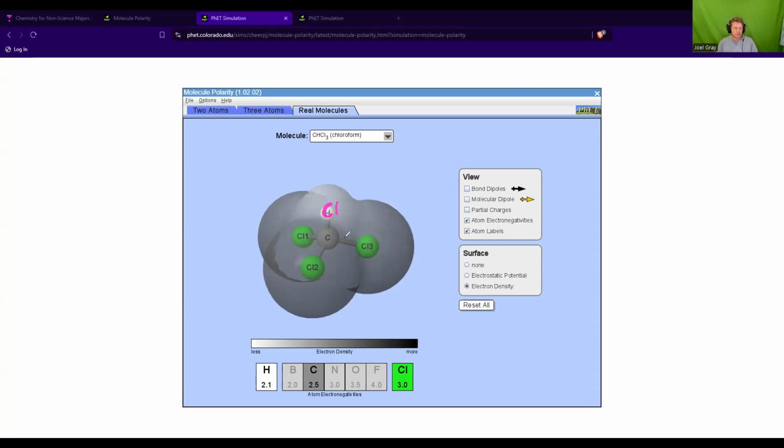In this case, if I had four chlorines, that would be a non-polar molecule because my molecule would be completely symmetrical. Okay, so understanding and being able to look at something and classify it as polar or non-polar is definitely going to be on this test.